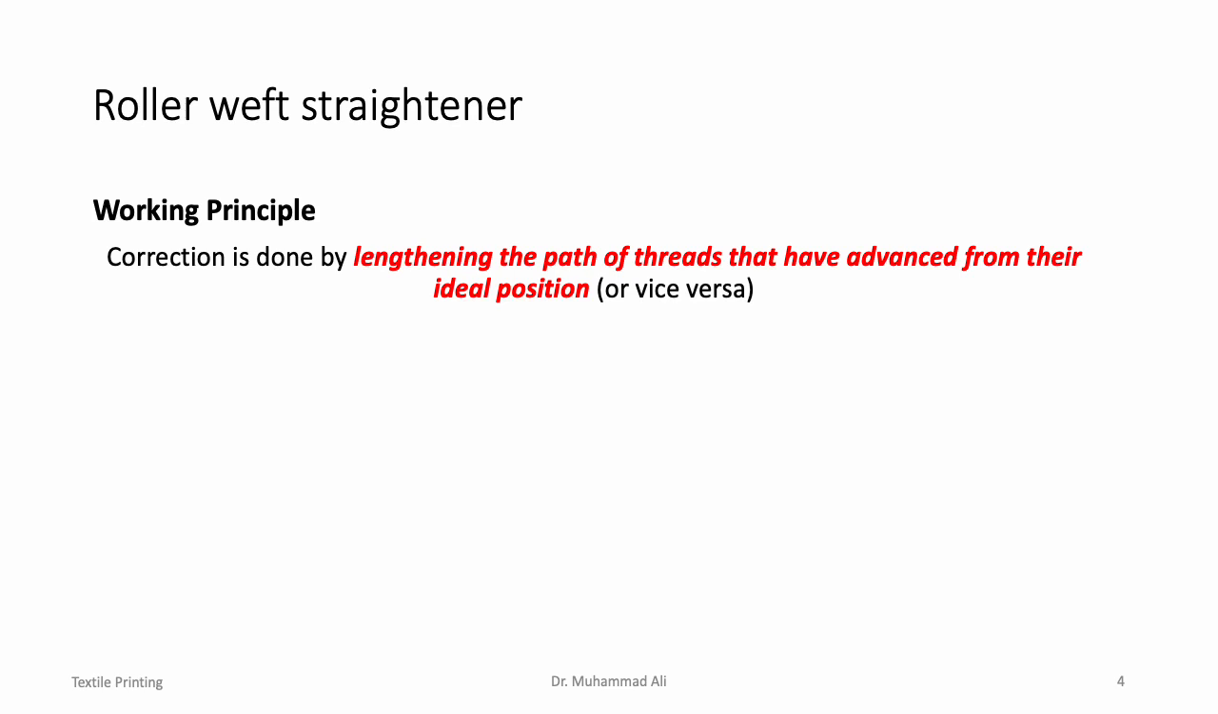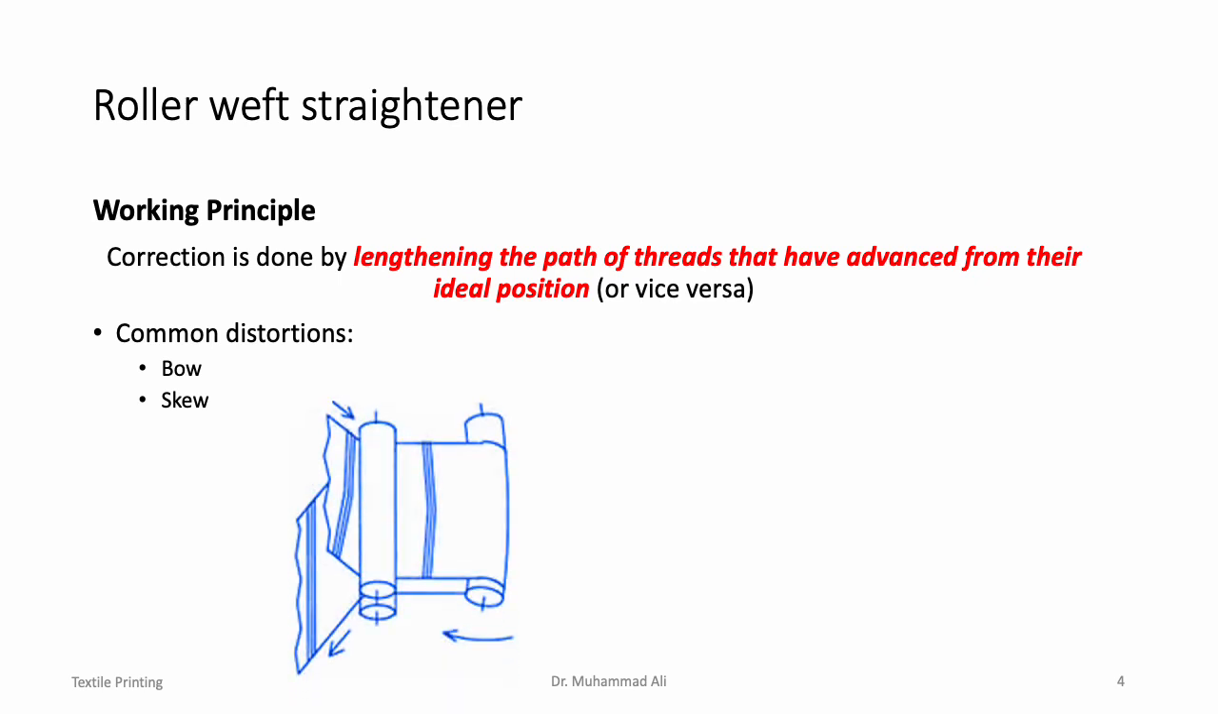Let's now try to understand this working principle with the help of some images. But before that, recall that most common distortions are simple bow and skew. So we are going to understand this working principle in the context of these two distortions. Let's first talk about a bow distortion. In order to remove a bow distortion, the fabric is passed through a roller weft straightener in this format. So this arrow over here is representing the direction in which the fabric is traveling.